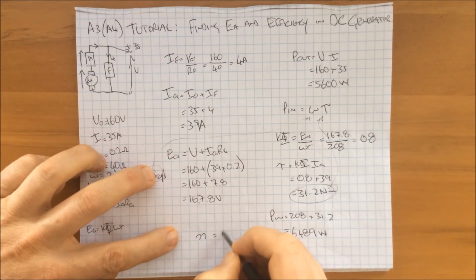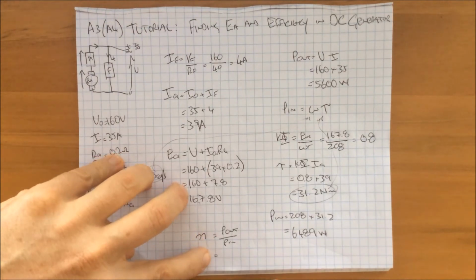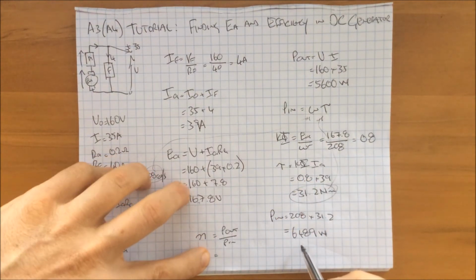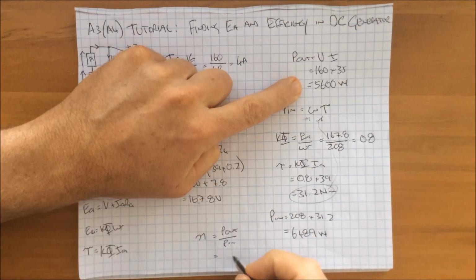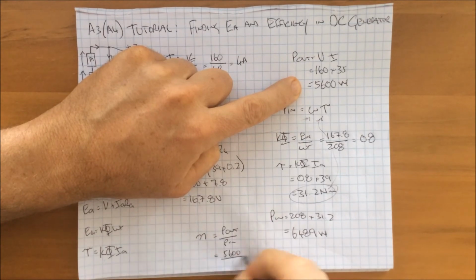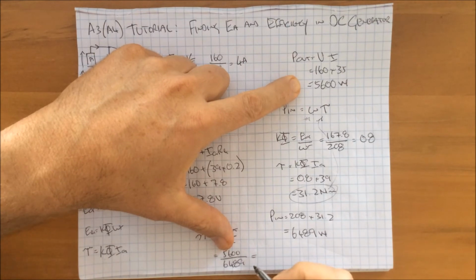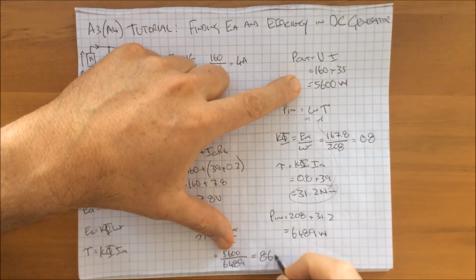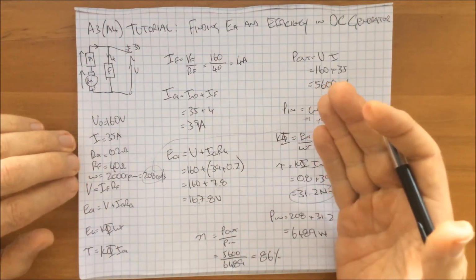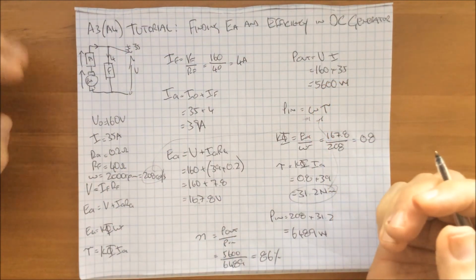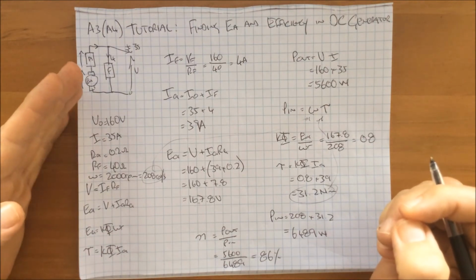Efficiency, as you know, is power out over power in, which is, where is it? There it is. Output power 5600 over input power 6489, and that equals 86%. This machine configured in this situation is 86% efficient in converting the power at the shaft to electrical power.